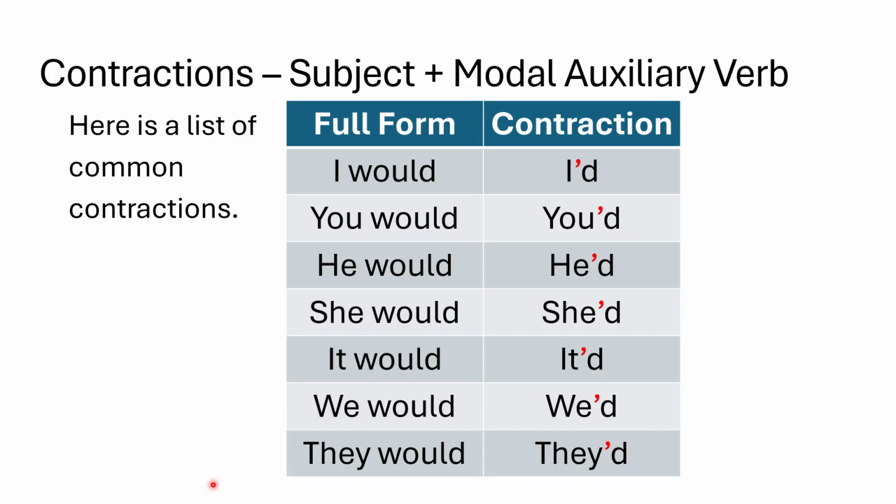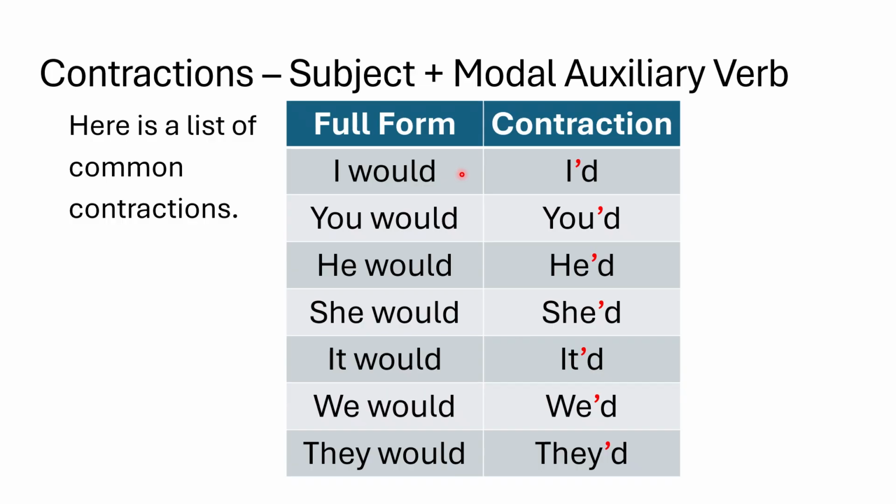Here is a list of common contractions. These contractions are made up of the subject plus modal auxiliary verb would. This is the full list. Remember, when the 2 words are separate, they are referred to as being in their full form. I will read the words. I will pause. When I pause, you say the words.